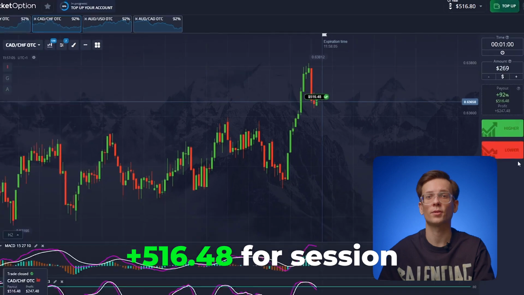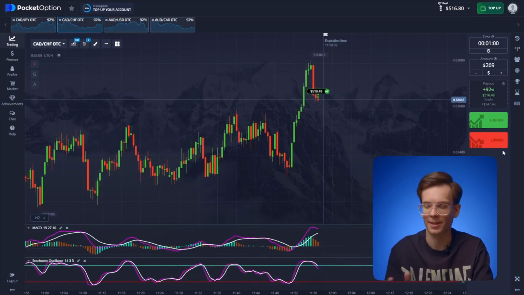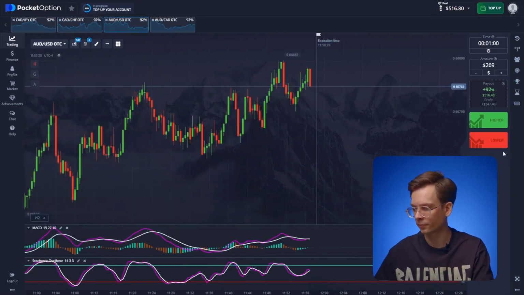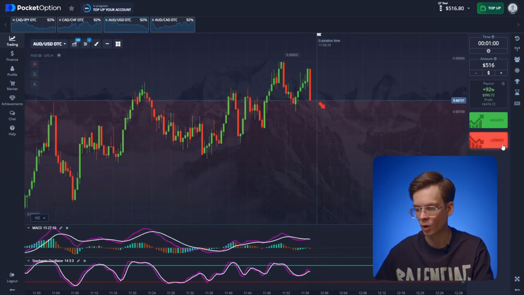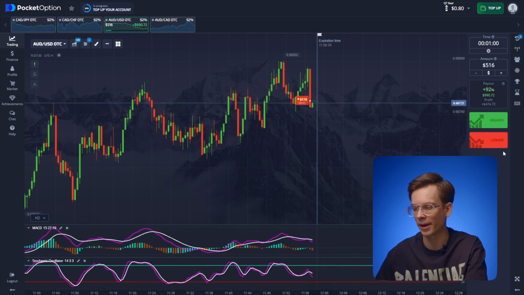We've got 516. That was, I call, the result of competent technical analysis. Let's move on. Back to the Australian and American dollar. I'm investing the entire amount and going bearish. The bulls attempted to overcome the resistance level for the second time but failed. This gave the bears the upper hand. This is also evident from the sharp drop in indicators and the decline in MACD.